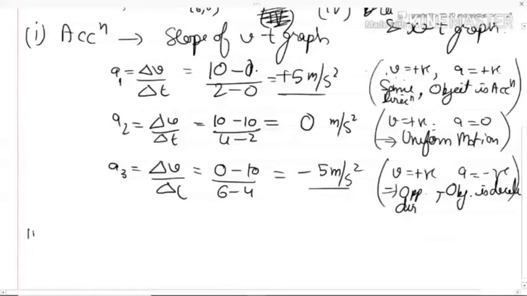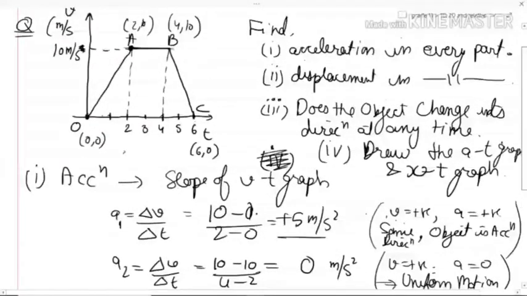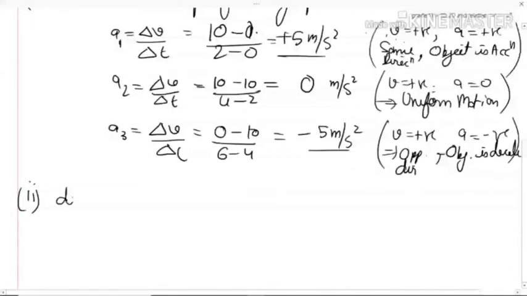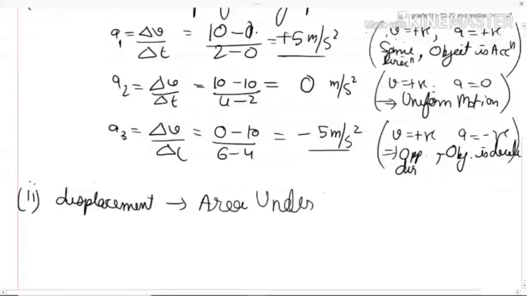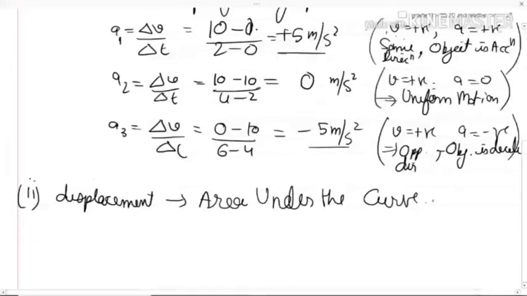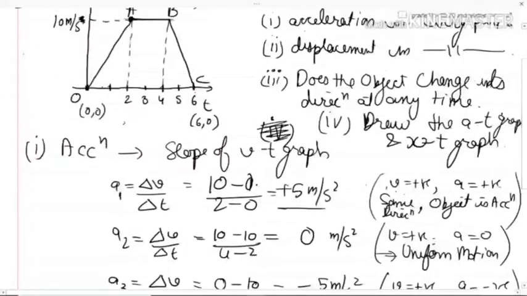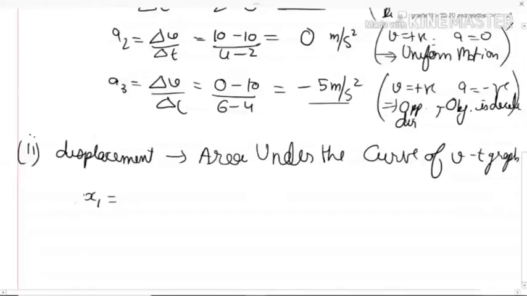Now tell me, this is the first part. Second part, what is the displacement in every graph? How do you give the displacement? Displacement is generally calculated by area under the curve of a VT graph. So basically displacement in the first part. Can you see this triangle, guys? This will be the area under the curve for the first part. If I draw the velocity time graph for the first part, will it look something like this?